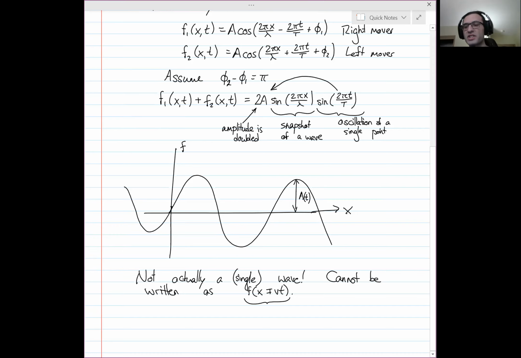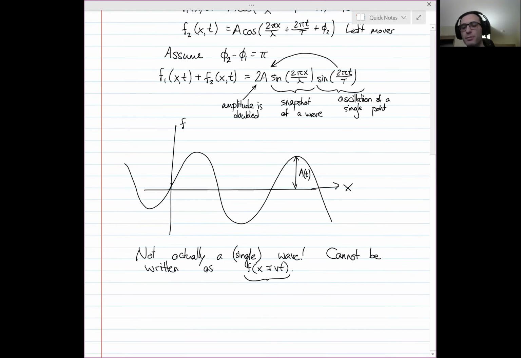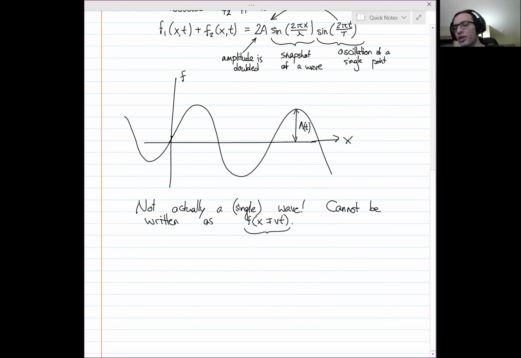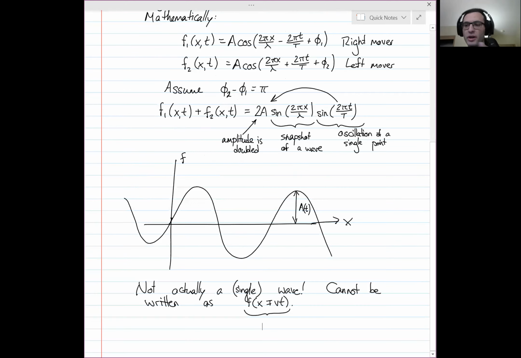So this is called a standing wave. It's not a traveling wave. And perhaps the correct way to describe functions that have this form is traveling waves. By the way, there are other formulas for standing waves. There are other ways to write it. This is just one particular example.